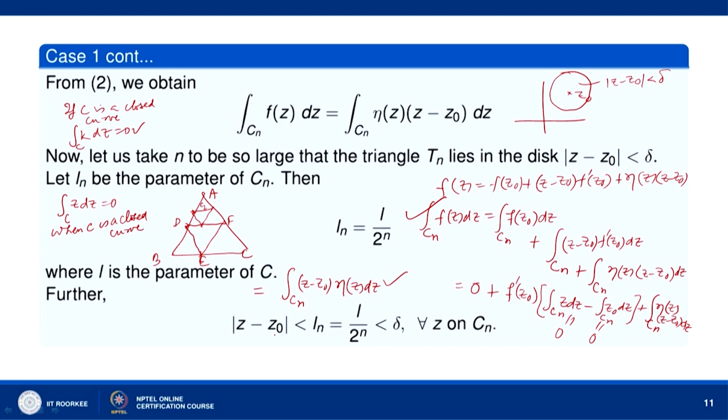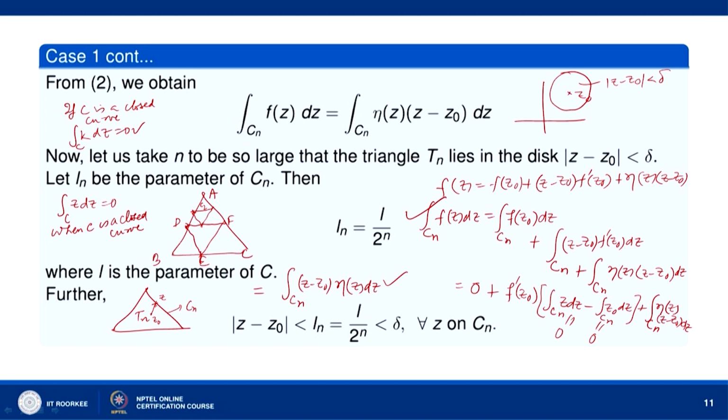Now, mod of z minus z0 is less than Ln. You see here, suppose this is your triangle Tn, whose boundary is, let us say, Cn. You take any point z here, and z0 is a point which lies inside the triangle Tn. So the length of the line segment joining z0 to z will always be less than the perimeter of Tn.